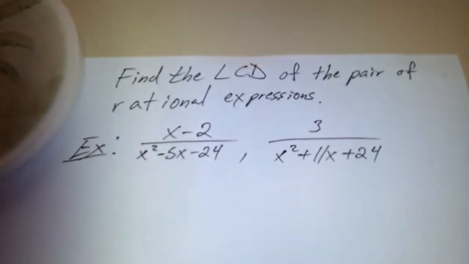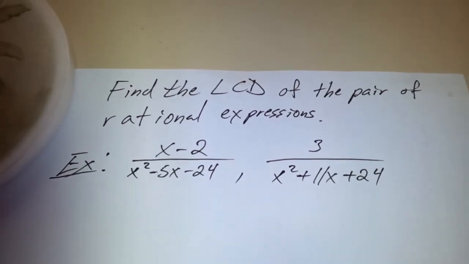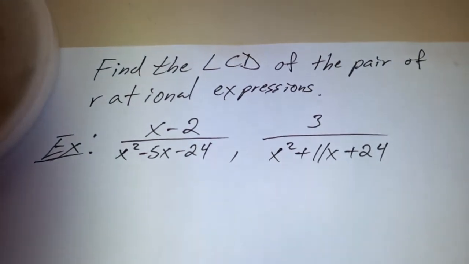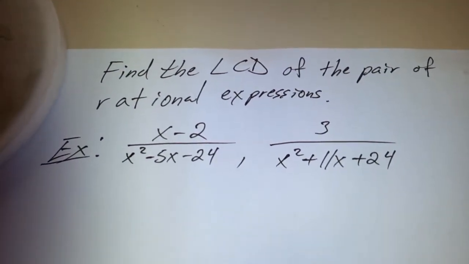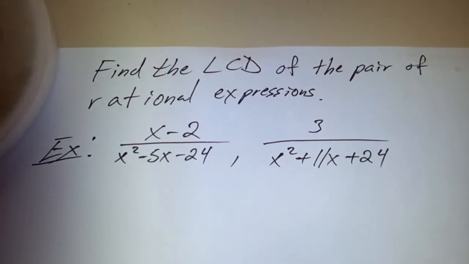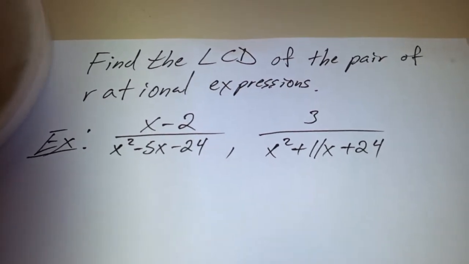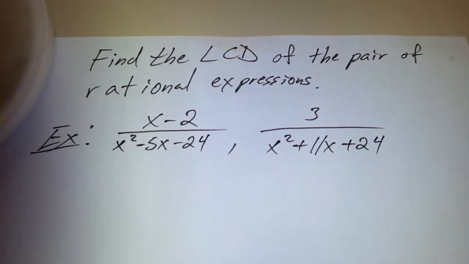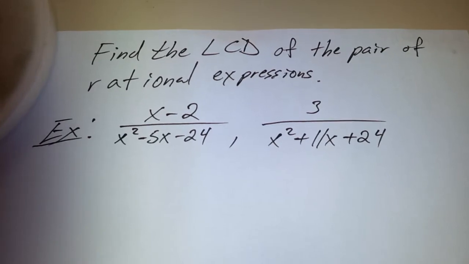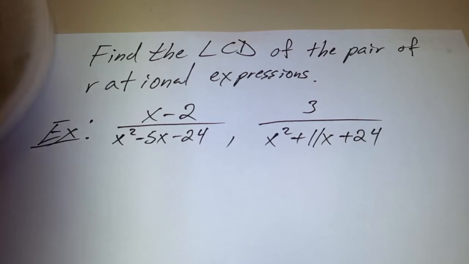For this video, what we're going to be doing is finding the least common denominator of the pair of rational expressions which we are given, which are x minus 2 all over x squared minus 5x minus 24 and 3 all over x squared plus 11x plus 24. In order to find the least common denominator, we must factor the denominators of the expressions we are given, because there might be a factor common between the two of them already.